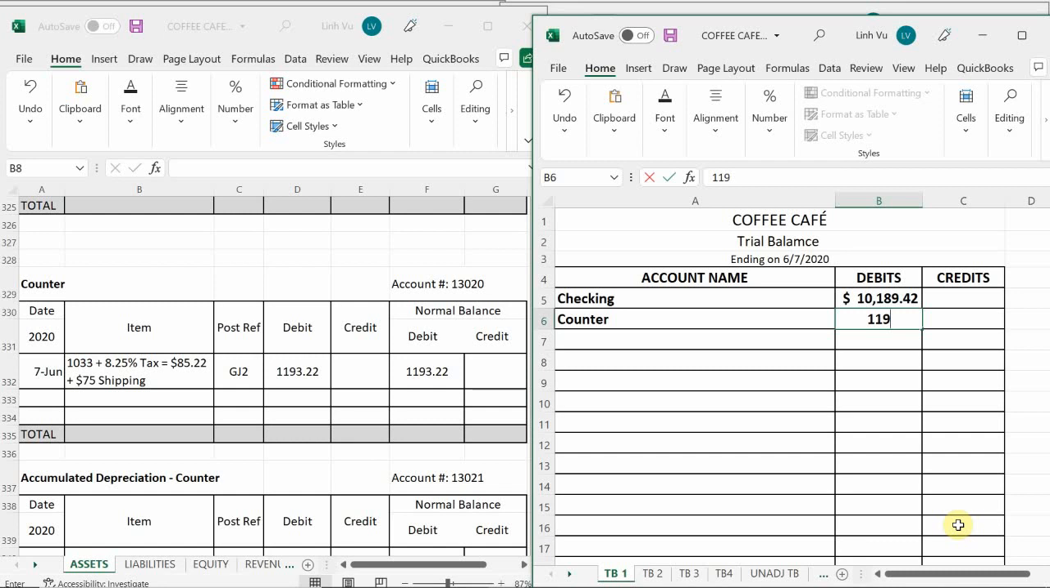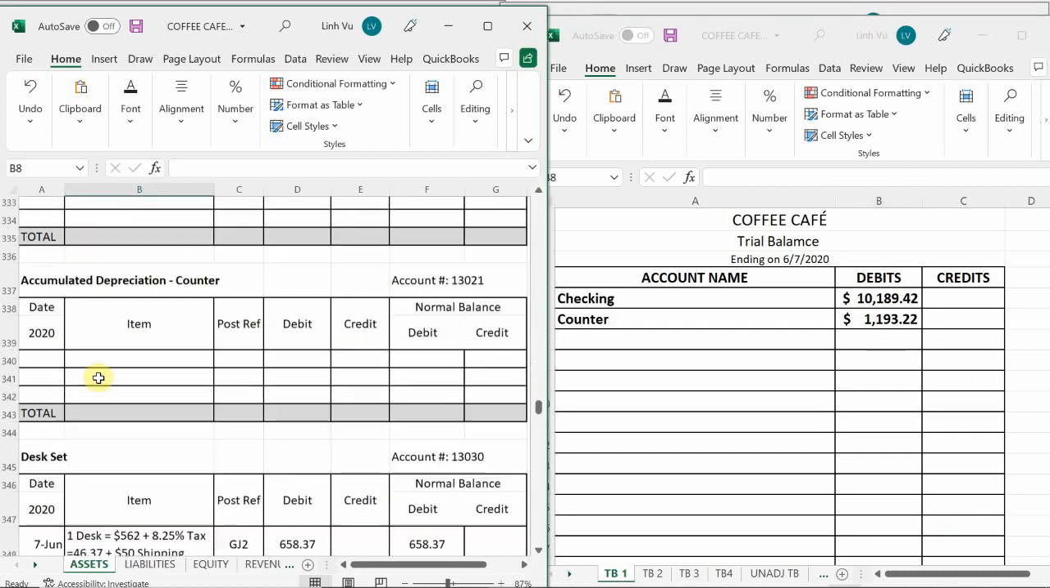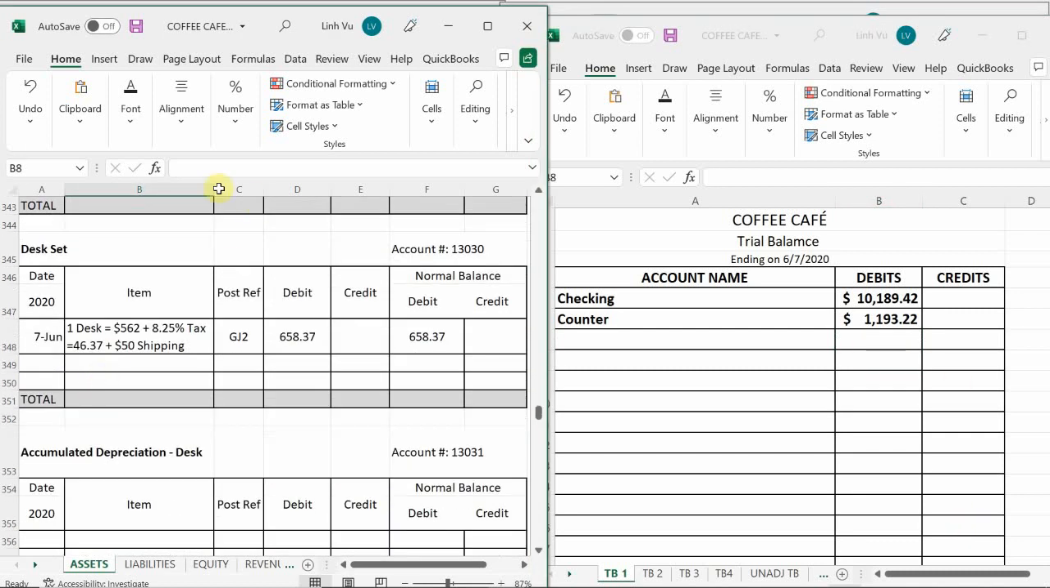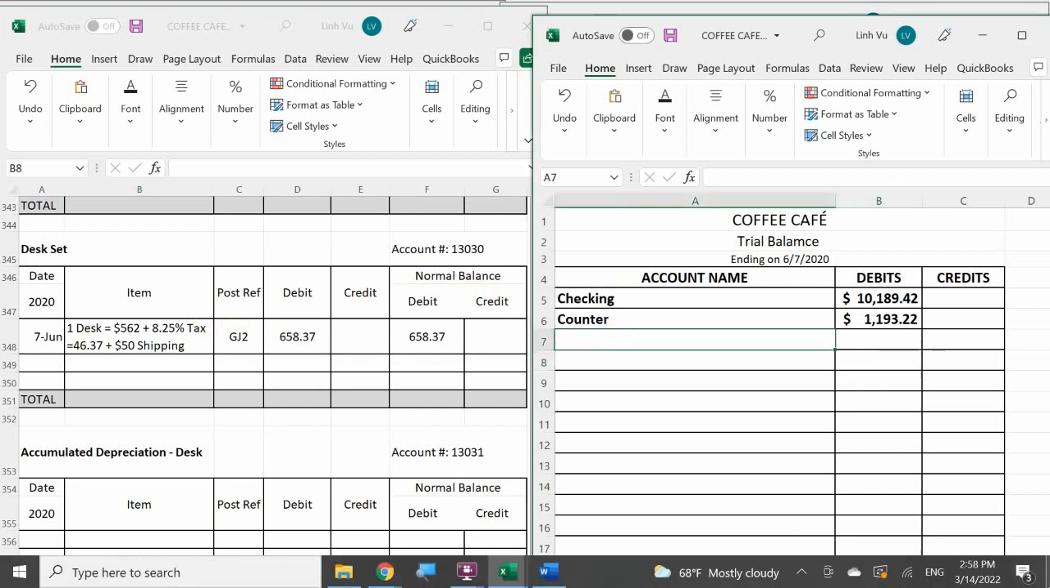$11.93.22. Yeah, that's correct. So in this case, I did buy a counter and it's currently worth $11.93 and 22 cents. Okay. Next account I have here is my desk set. What's my account balance in my desk?